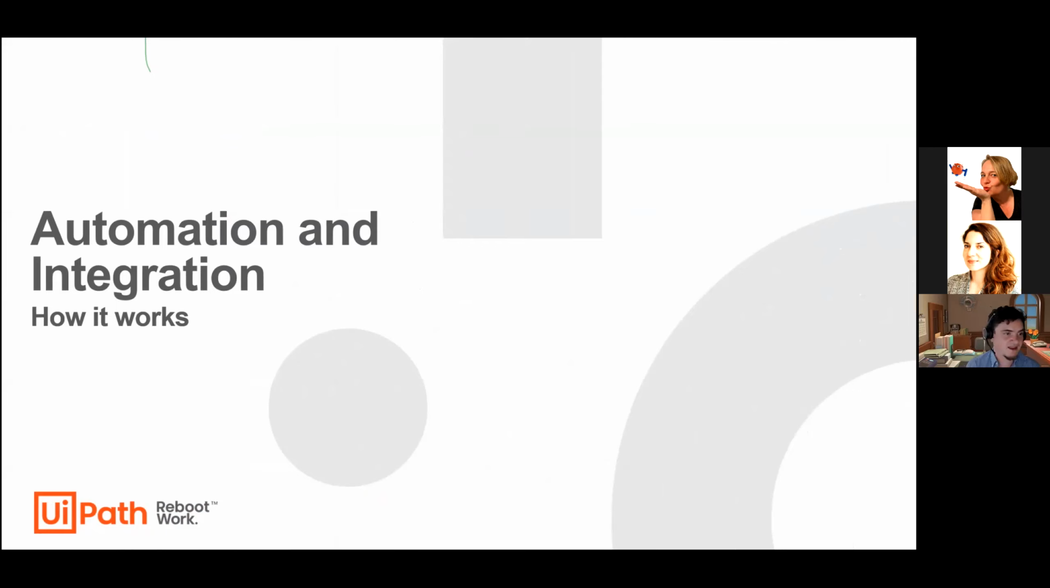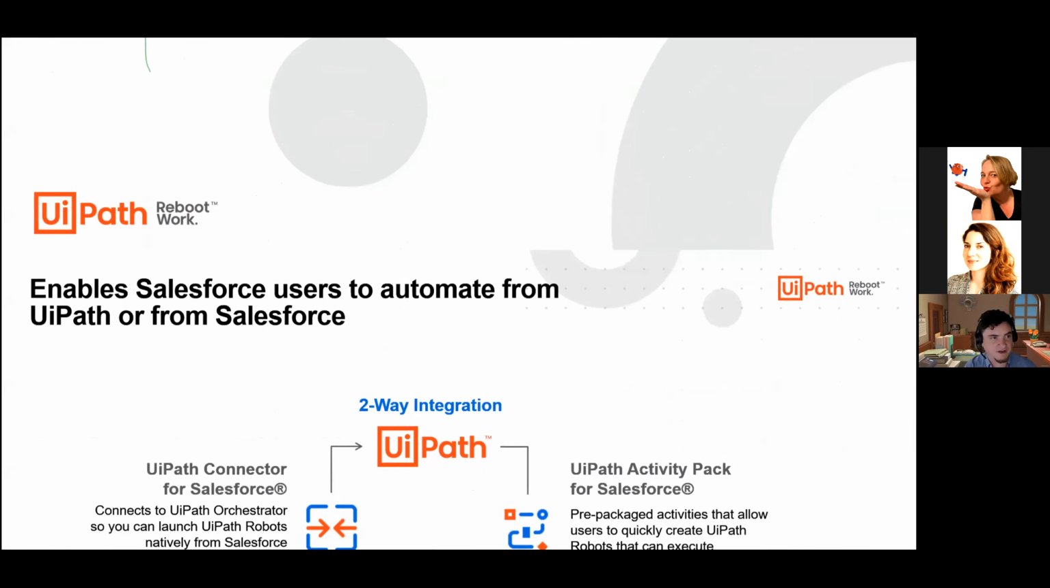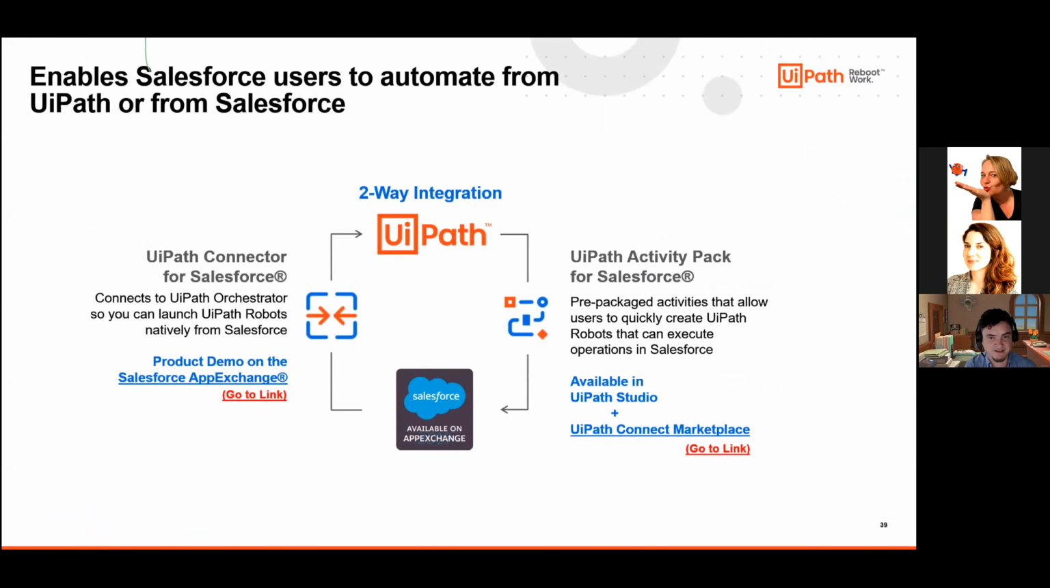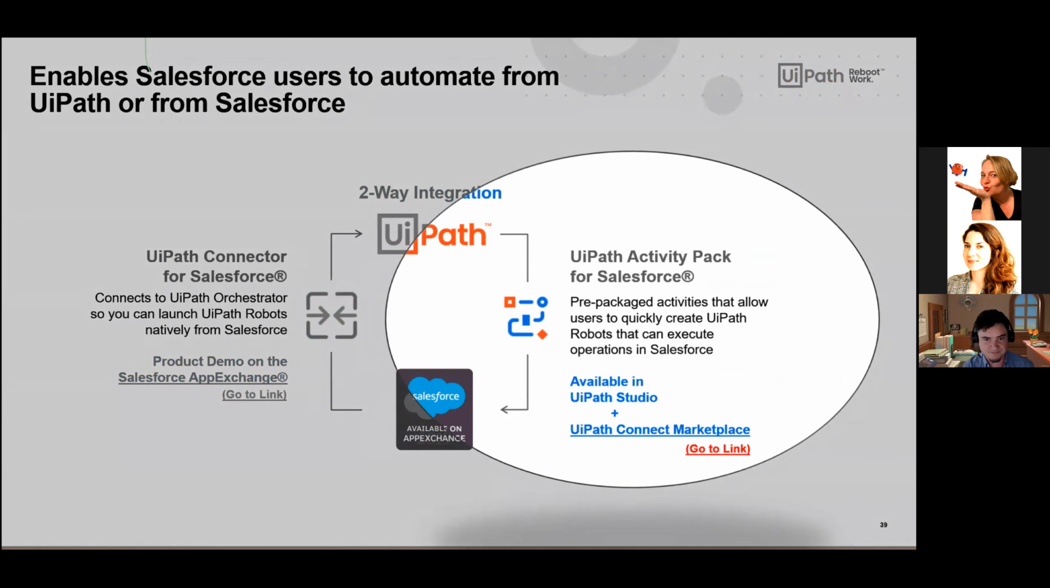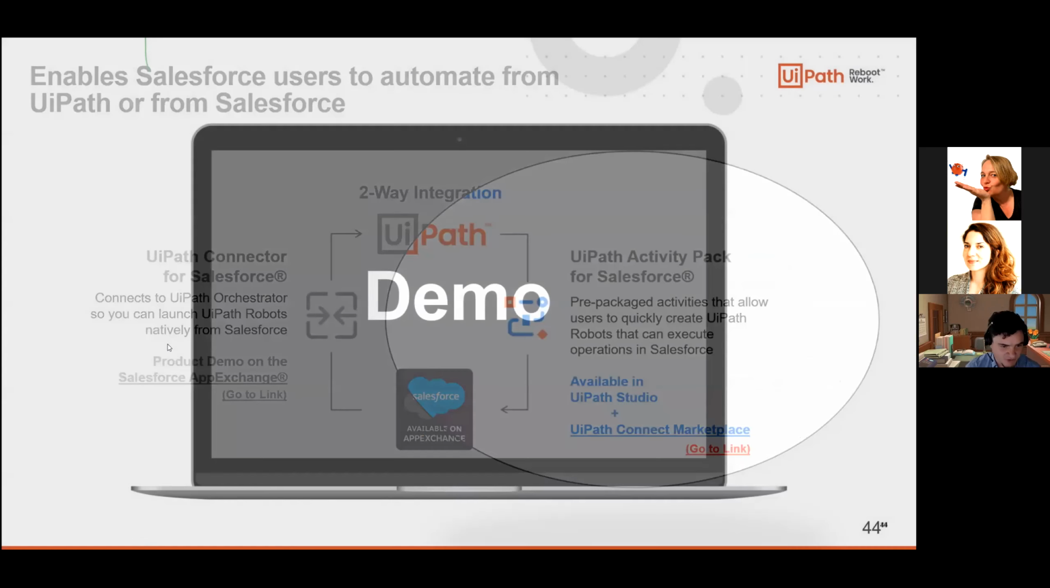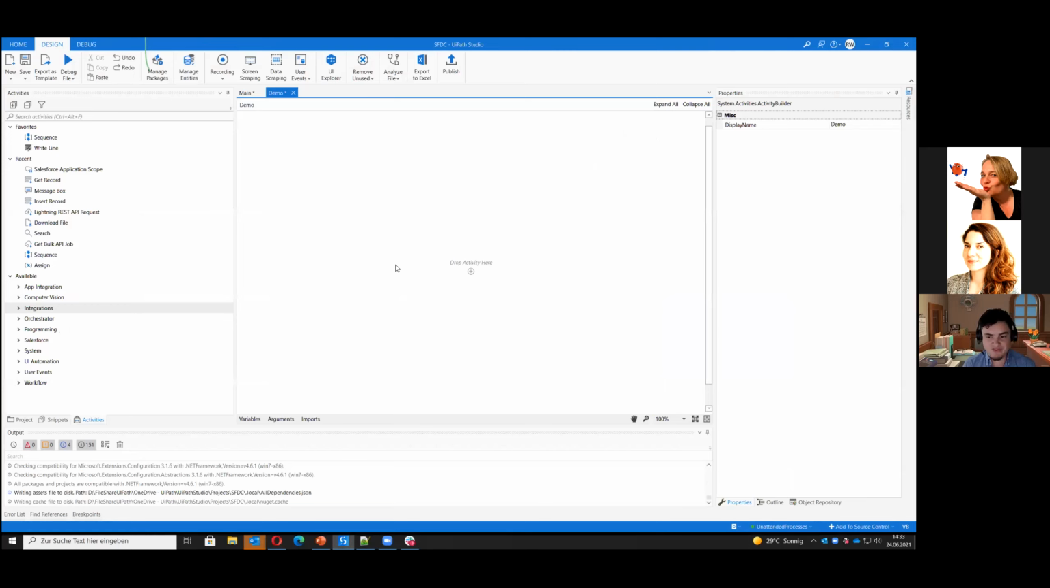So now we speak about the how, right? We had the what, we had the why, now we have the how, and how these automations work. Remember, we have these two ways of integration, and the very first piece I would like to show you in my demo is the activity pack. So it's demo time. Not sure if everyone is familiar with our studio, but the studio is our design time. This is where we build our automated processes.